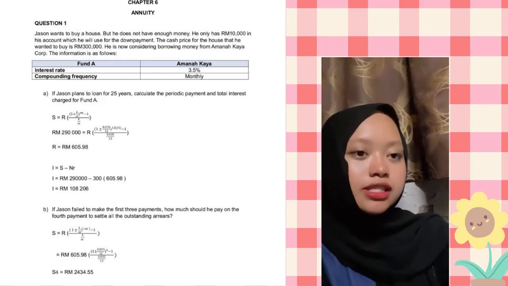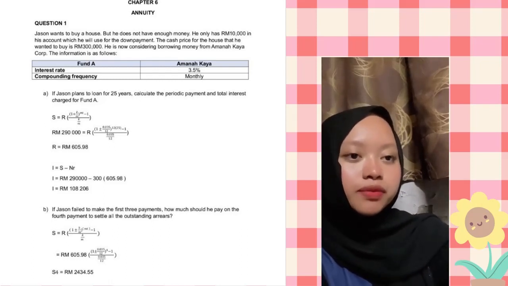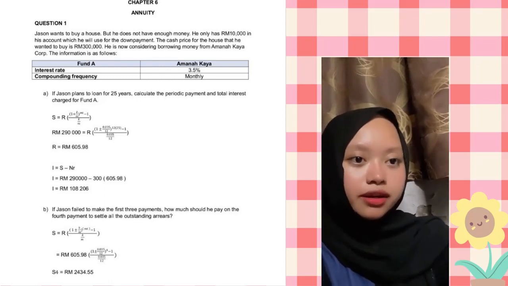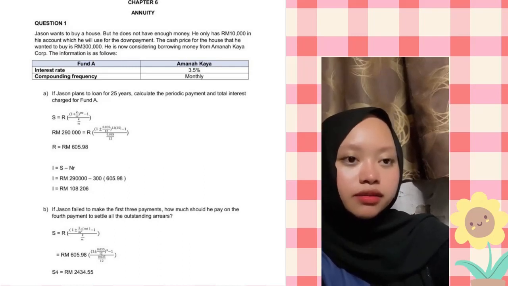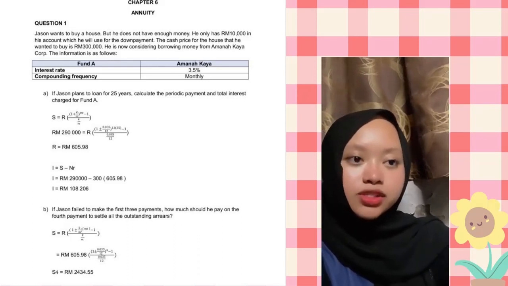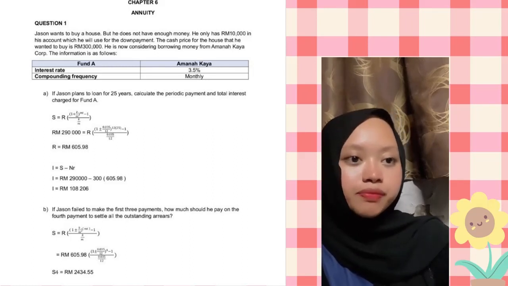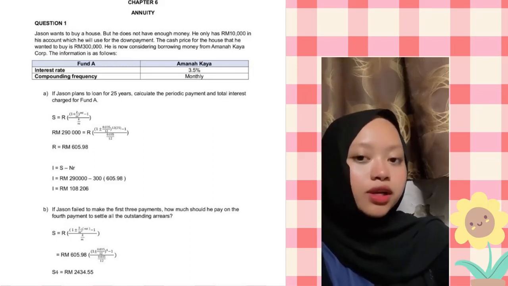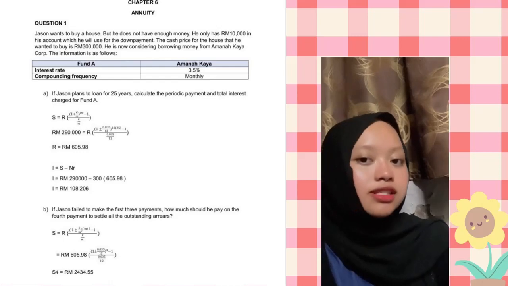So interest I equals S minus nR. So I equals S, which is 290,000 ringgit, minus 300. So the answer is 108,206.